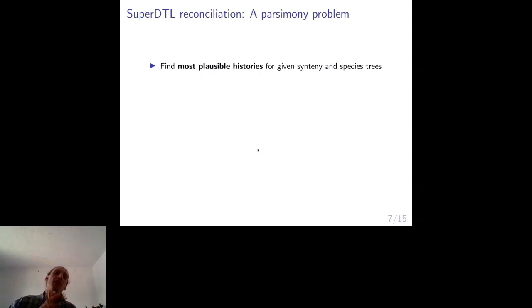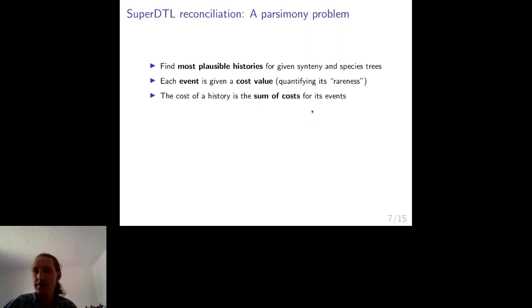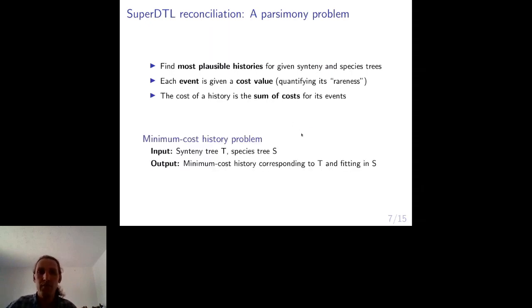As I said, the SuperDTL model reconciliation is a parsimony problem. The idea is to find the most plausible history for a given synteny and species tree. Each event is given a cost value, quantifying its rareness, and the cost of the history is the sum of the cost of each event. So our problem is a minimum cost history problem that takes as input a synteny tree T and a species tree S, and outputs a minimum cost history corresponding to T that will fit into S.